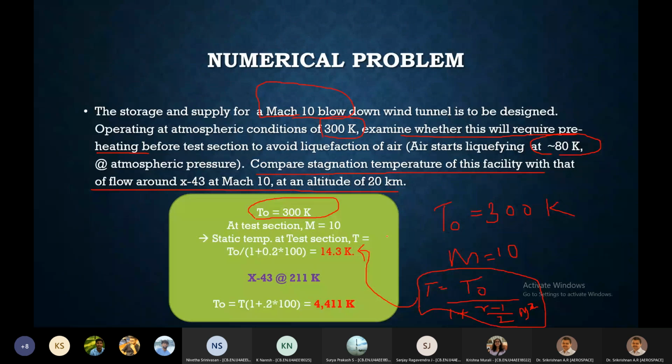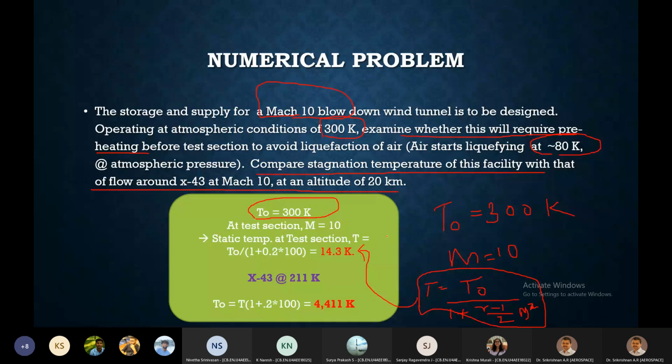Now the next question, or the continuation of the question, is to compare the stagnation temperature of this facility with that of flow around X43 at Mach 10. X43 is the scramjet powered space vehicle, the research stage vehicle. So X43 at Mach 10 at an altitude of 20 kilometers. With all this difficulty, if I am doing an experiment, am I able to model the stagnation temperature that would be exposed to X43 at Mach 10? Then I can calculate it.